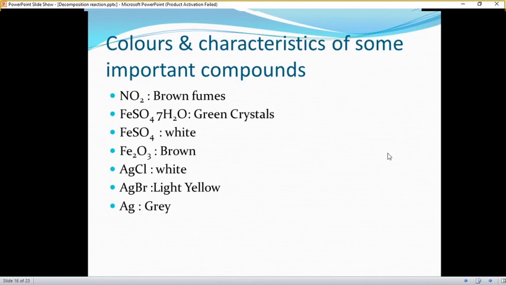Now we must remember the color and characteristic of these compounds we have studied in this chapter. They will be very useful in solving questions in the later part. Now you all know that NO2 gives brown fumes, ferrous sulfate crystals are green in color, while anhydrous ferrous sulfate is white in color, ferric oxide is brown in color, silver chloride is a white compound, silver bromide is a yellow compound, and silver is gray in color.